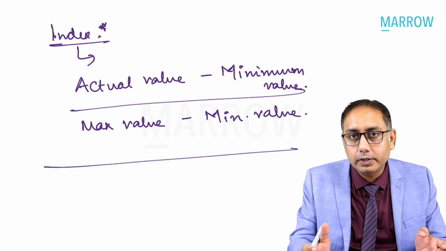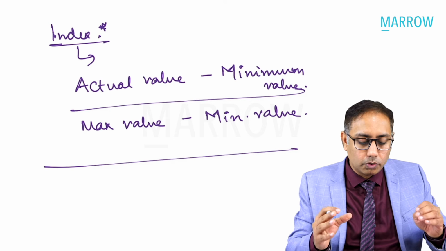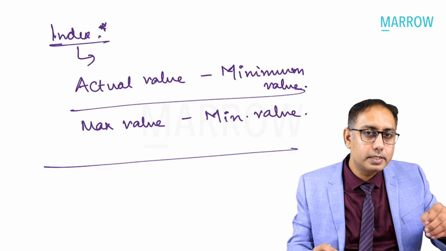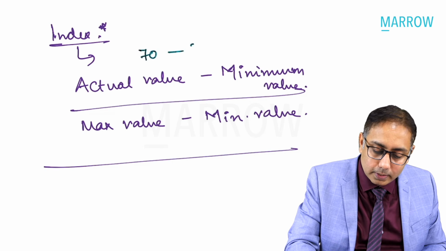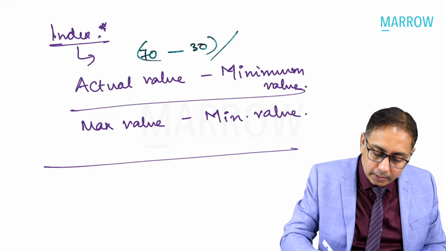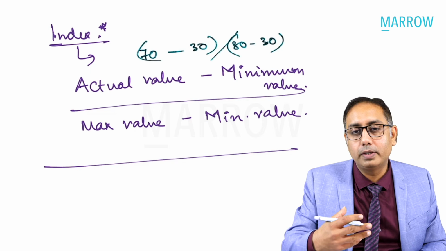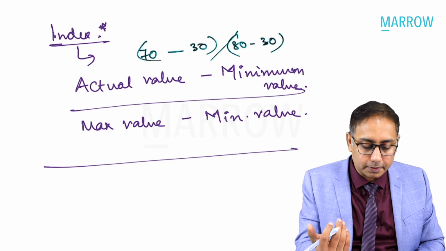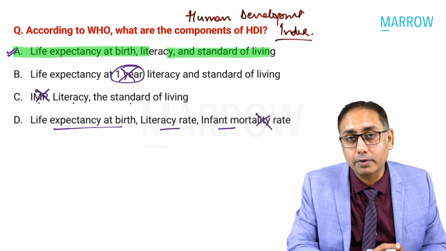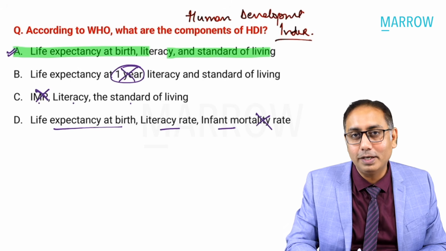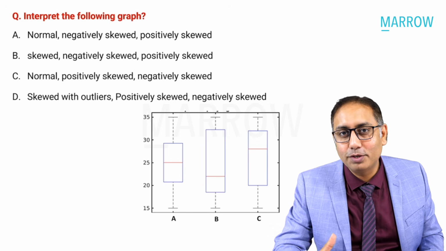So let us say there are 200 countries. The minimum life expectancy for any country, let us say, is 30. The maximum for any country, let us say, is 85. The value, let us say, for India is 70. So 70 minus the minimum, 30, divided by the maximum value, that is 85 minus 30. This is how we are going to calculate the index for every indicator. So that is index calculation, and this is what you need to remember regarding HDI, the Human Development Index.